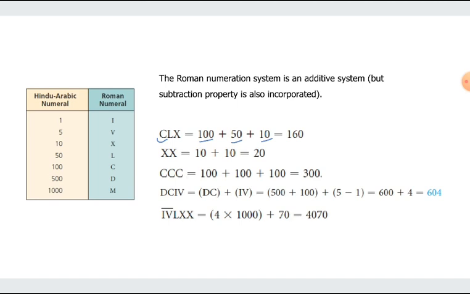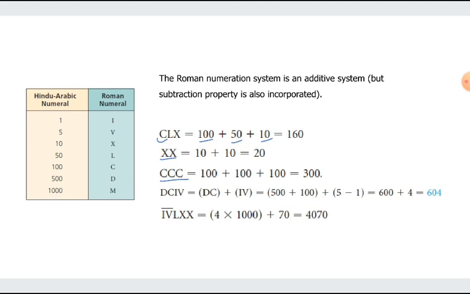Another is you can only repeat the numerals 3 times. So X and X, that's 10 plus 10, 20. 3 C's would be 300, but to get 400, you're not allowed to do four C's.